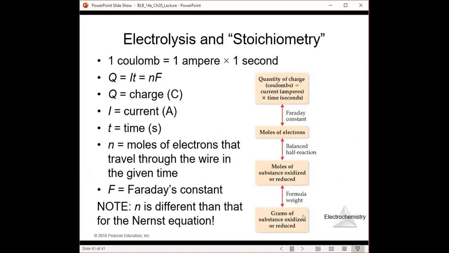Now, let's see. Electrolysis and stoichiometry. The last thing that I'm going to cover for today is that 1 coulomb is 1 ampere per second. Q is equal to I times t, current times time, and n is the number of moles, with the Faraday constant. This n is different from the n in the Nernst equation, so just keep that in mind. We're going to talk more about that.